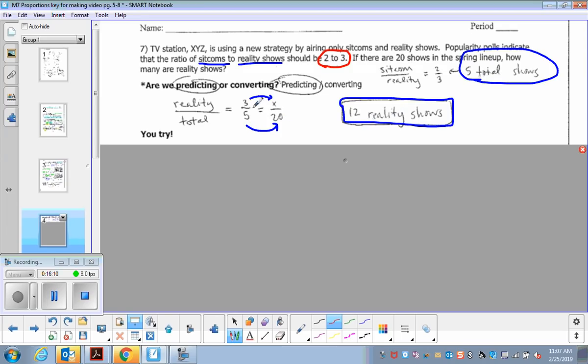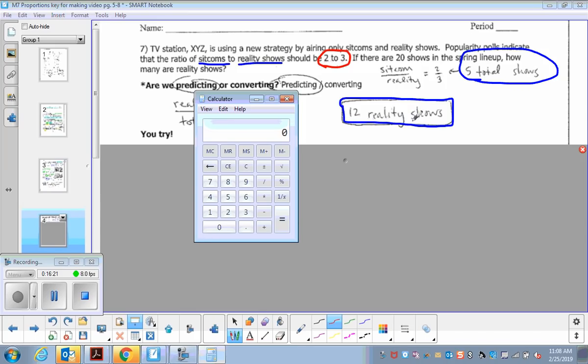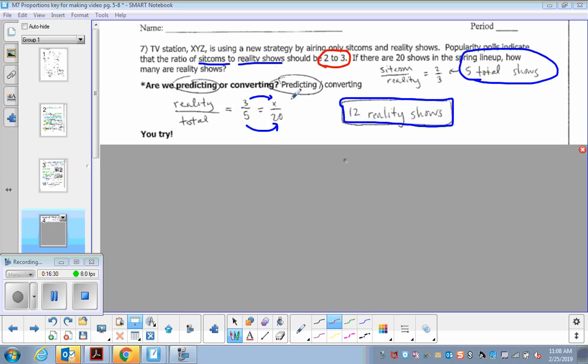Another way to check is that if there's 2 sitcoms and 3 realities, again, 3 out of the 5 is 60%. 60% of the shows are reality shows. So now let's divide the 12 by the 20 total, and boom, we can see right there that 60% are reality shows. Now I want you to pause the video, and I want you to try the next 3 problems, and then when you hit play, the answers will be exposed and you'll have a chance to check. So pause and work on the next 3, and then you'll hit play.